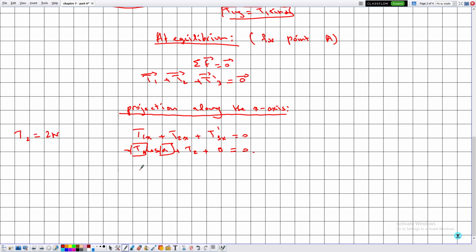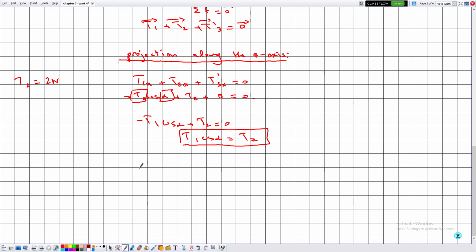Now let me replace the value of T2. So here we have that minus T1 cosine alpha plus 2 is equal to 0, which means that T1 cosine alpha is equal to 2. Or let's keep them as unknowns. So T1 cosine alpha is equal to T2. Now let's project along the y-axis.